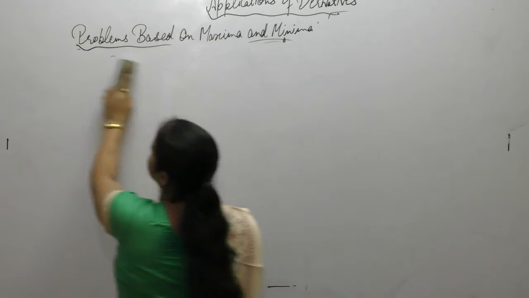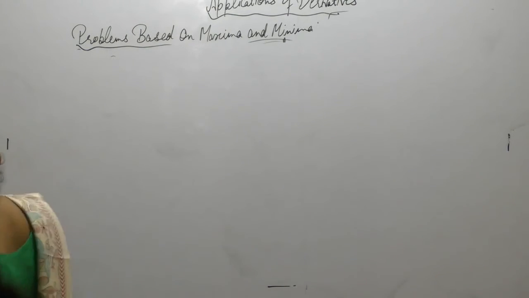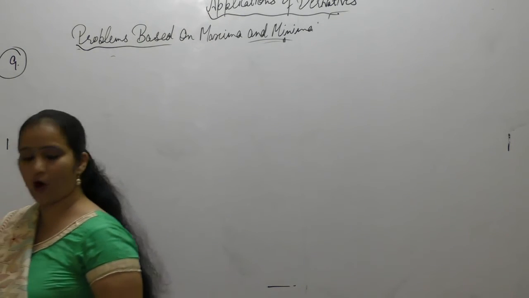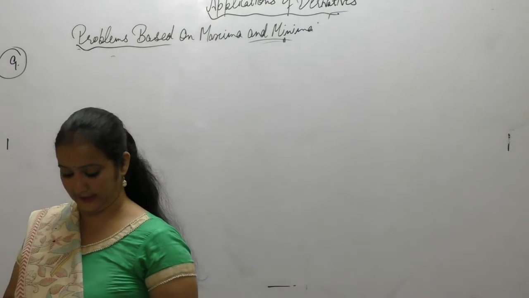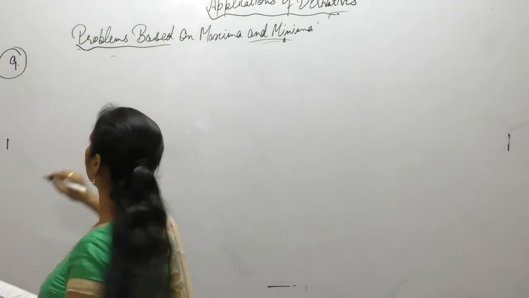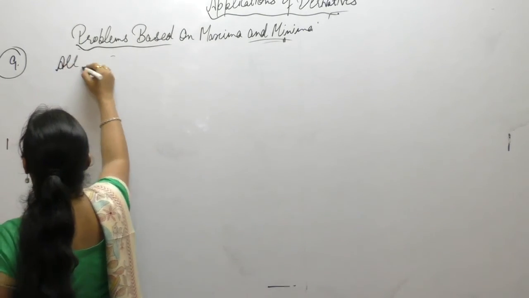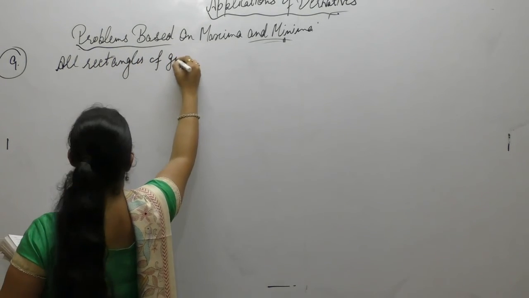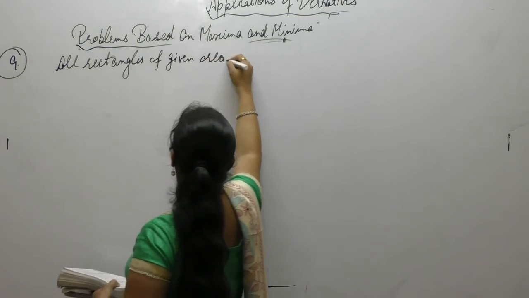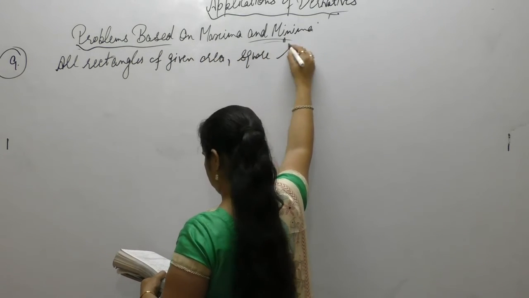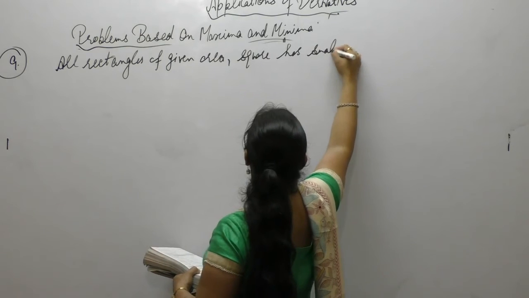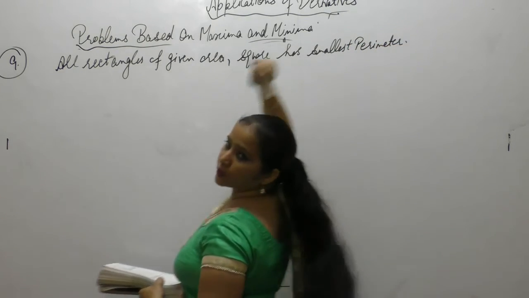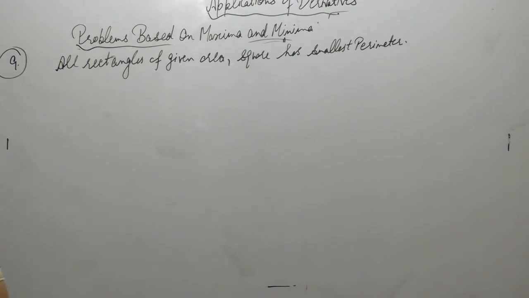Now the next one. Show that of all rectangles of given area, the square has the smallest perimeter. This is what we want to prove, that the square has the smallest perimeter.